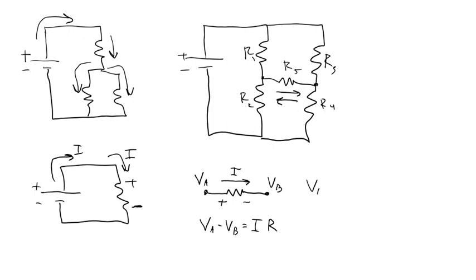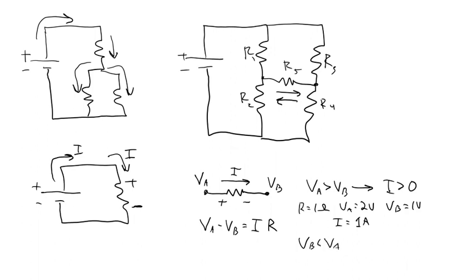And that works out fine if VA is greater than VB, then I'll get a positive number for I, which makes sense with the convention I picked. Say, for example, just for the sake of making the math easy, if R is 1 ohm, VA is 2 volts, and VB is 1 volt, then I'll just get I equals 1 amp. But if VB is greater than VA, for example, if VB equals 2 volts and VA equals 1 volt, then I'll wind up getting I equals negative 1 amp.